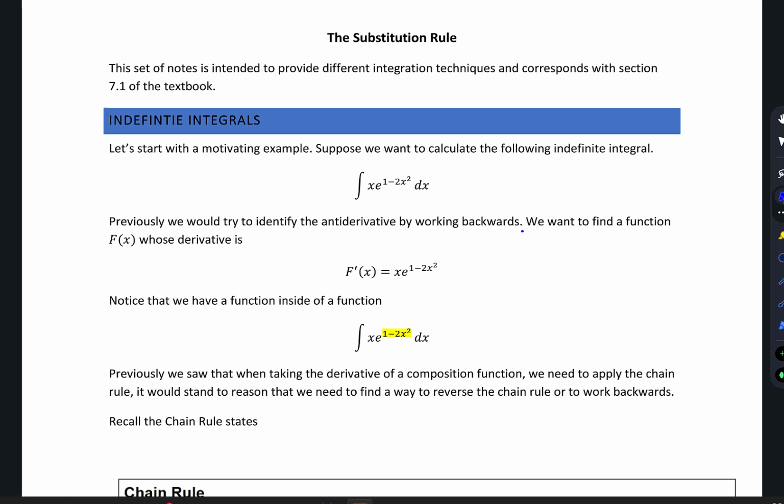In this set of notes, we're going to look at different integration techniques, and it corresponds with section 7.1 of the textbook. Let's start with a motivating example. Suppose we want to calculate the following indefinite integral.